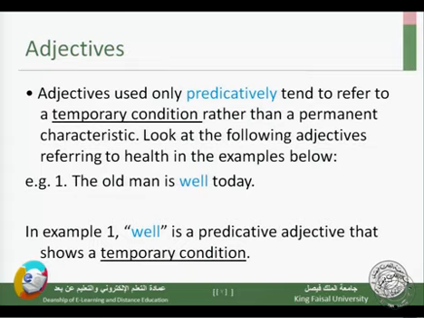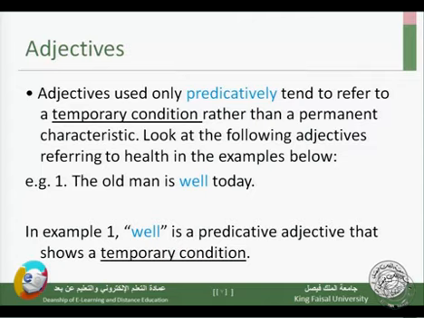Adjectives used only predicatively, those that can only appear in the predicate after the noun, tend to refer to a temporary condition. So you know the difference between temporary and permanent. Temporary is only for a short time, permanent is lasting. So adjectives that are used predicatively most of the time refer to something temporary.